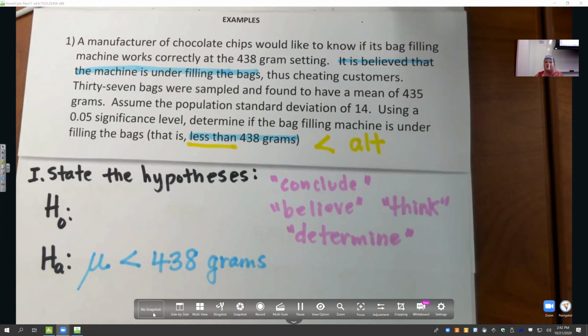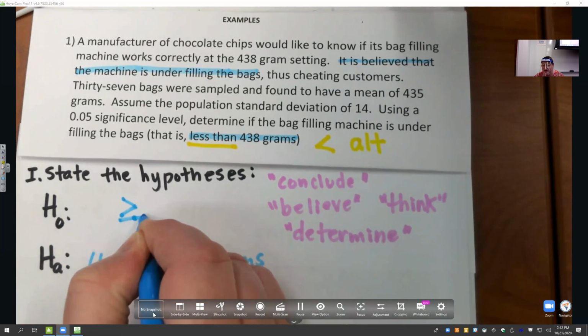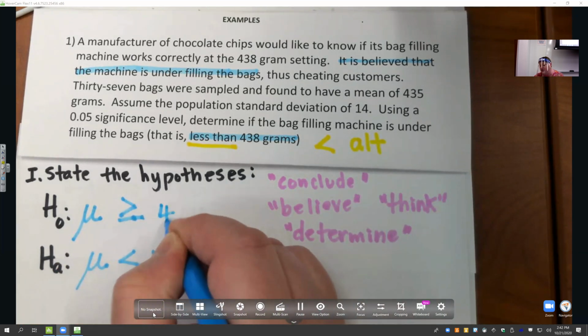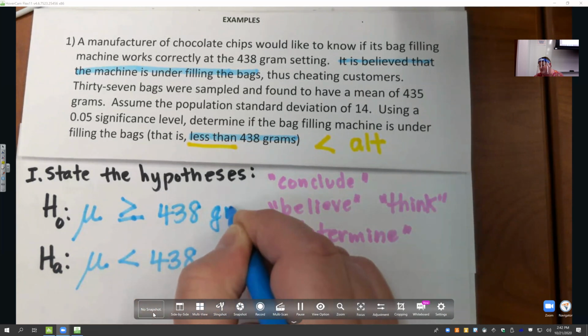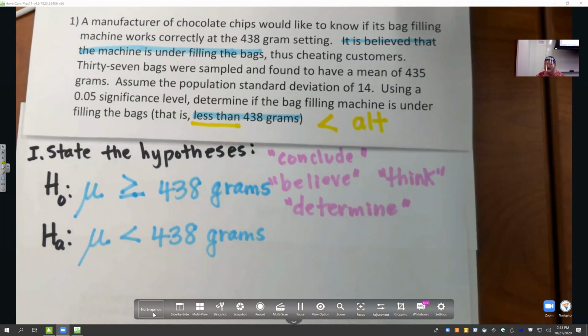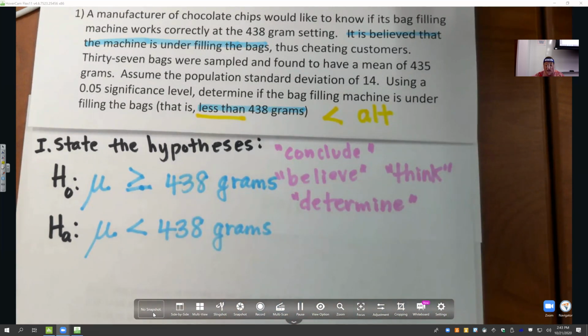The null is not in the problem, but I should be able to figure out what it should be because I know it's the exact opposite of less than. So what is the exact opposite of less than? Greater than or equal to. Remember, you got to put the equal in there. And it's still going to be the mean is greater than or equal to the 438 grams. The population parameter value of 438 doesn't change. Okay, so there are our hypotheses. The alternative was given to us in the problem, and then we figured out what the null should be.